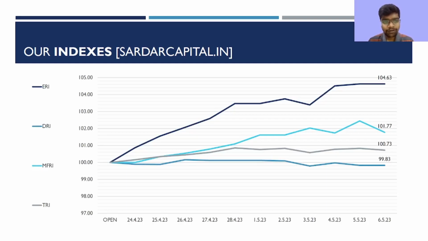And this is how our index curves look like. So you can see that our best performing index by far is the equity returns index, and then we have our mutual funds index, then comes our total returns index, and finally we had our debt index, which is not doing so well right now. However, over time I know that this index will be doing much better.